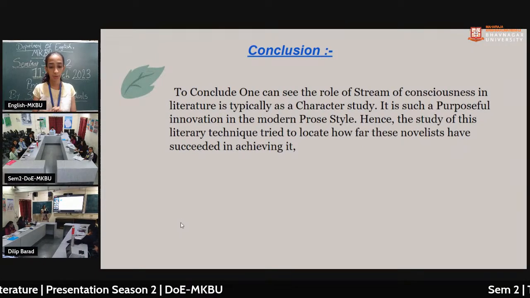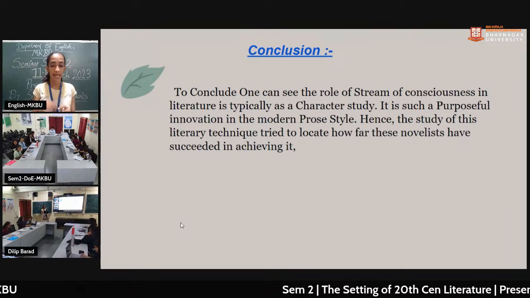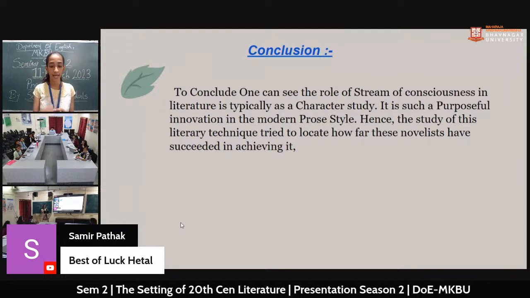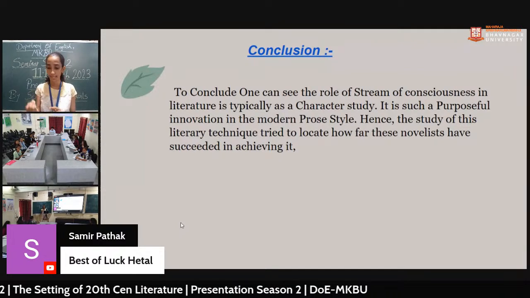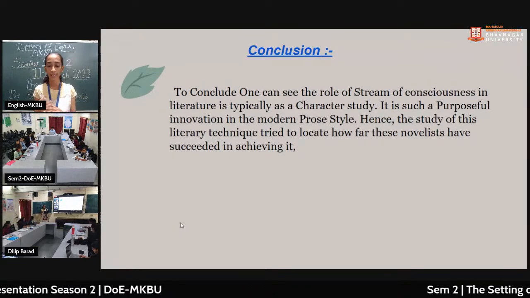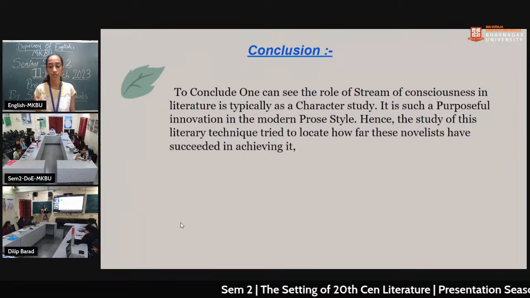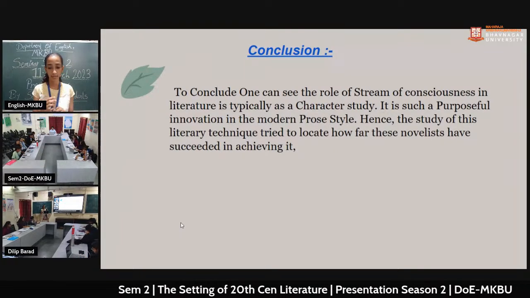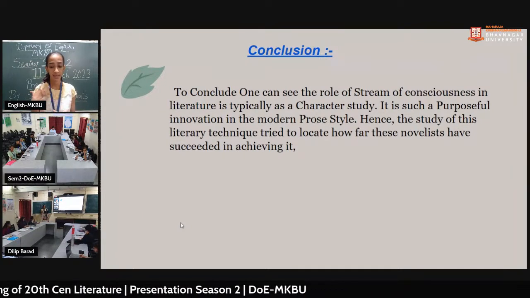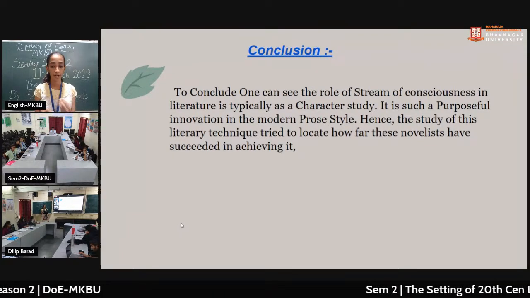Conclusion. To conclude, one can see the role of stream of consciousness in literature is typically as a character study. It is such a purposeful and innovative modern prose style. Hence, the study of this literary technique tried to locate how far these novelists have succeeded in achieving it. So, the stream of consciousness is typically a study about a character and his or her thoughts, and it is very purposeful and innovative in the modern prose style.